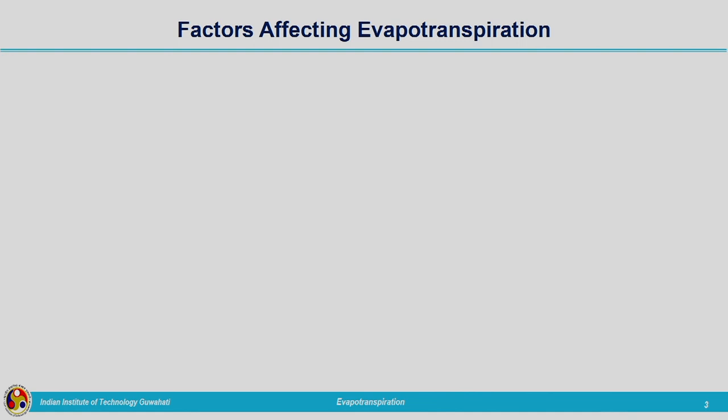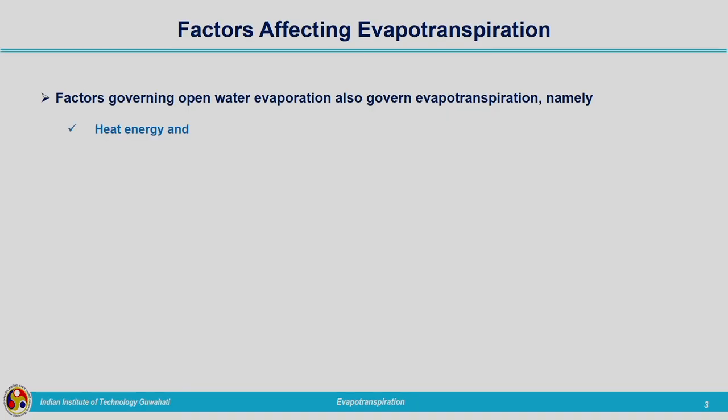Now, coming to the factors affecting evapotranspiration. Since this is a process which is the combination of evaporation and transpiration, different factors which influence evaporation will also influence evapotranspiration. In addition to that, is there any other factor as far as evapotranspiration is concerned? Let us see that. The factors governing open water evaporation also govern evapotranspiration. That is, we have already seen heat energy is an important factor. Then comes the vapor transport. These two we have considered along with the wind velocity while calculating the evaporation.